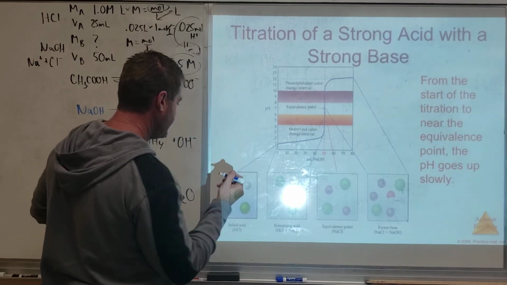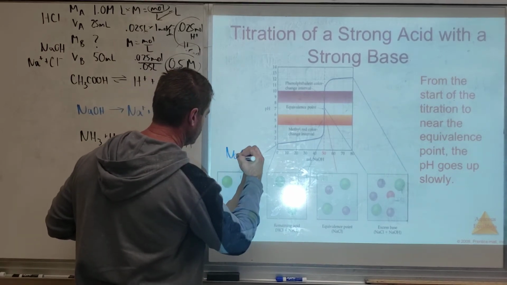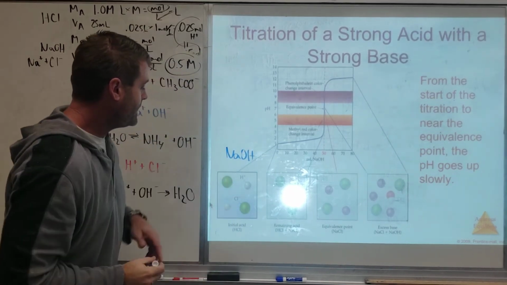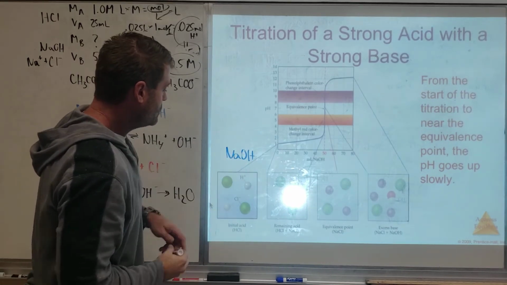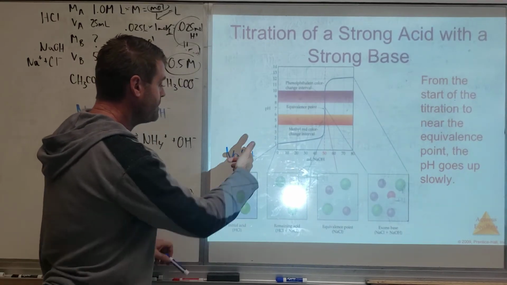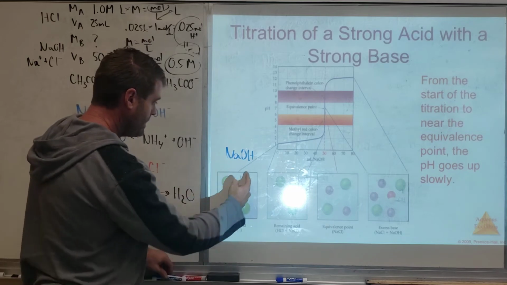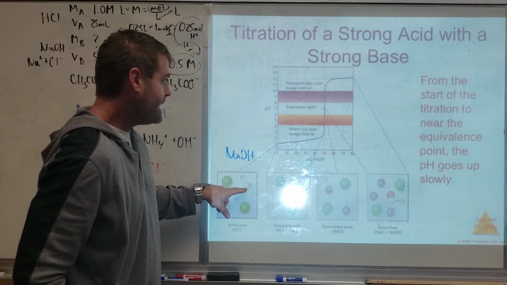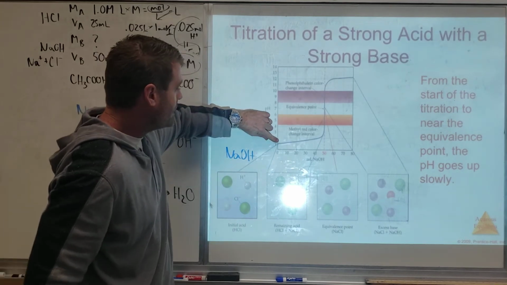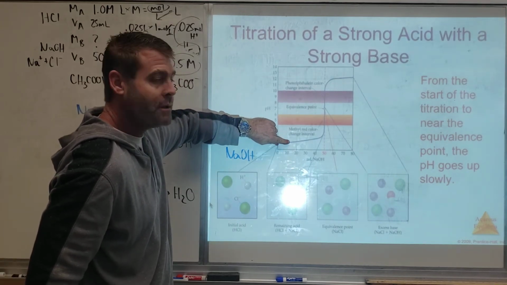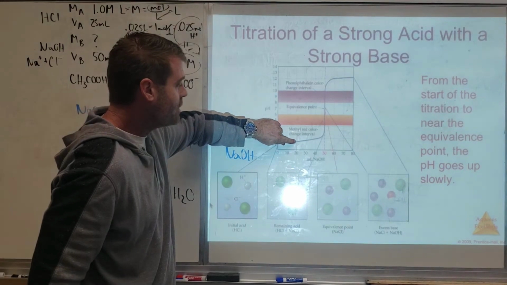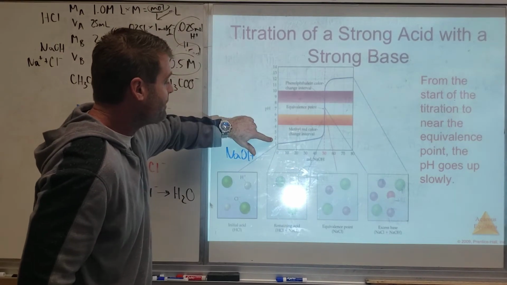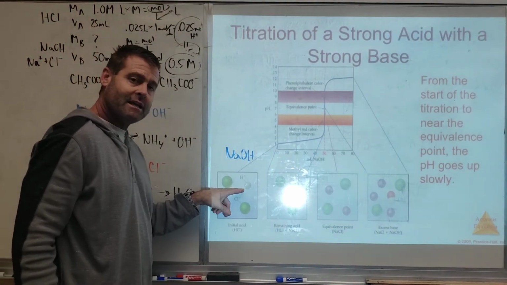If we add NaOH, wouldn't you agree the hydroxide ions will combine with the H plus ions? So as I begin to add OH minus ions, they're going to combine with the H plus ions, and so it's going to reduce the amount of H plus ions in solution, right? And so you're going to find that the pH value is going up slightly. But why is it still very low? Because we still have a lot of H plus ions.